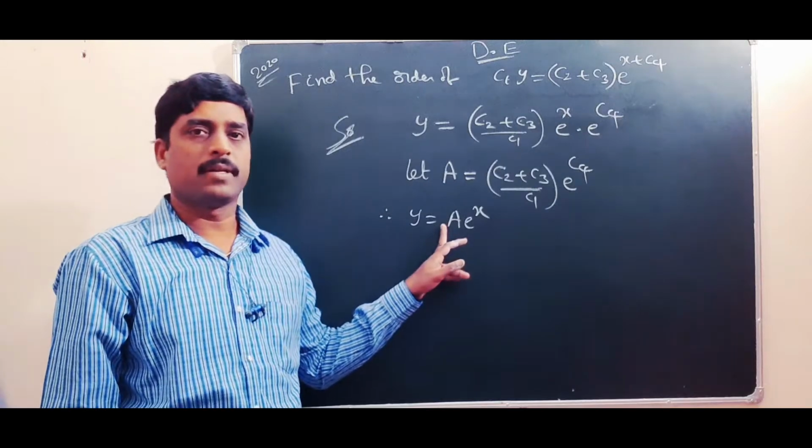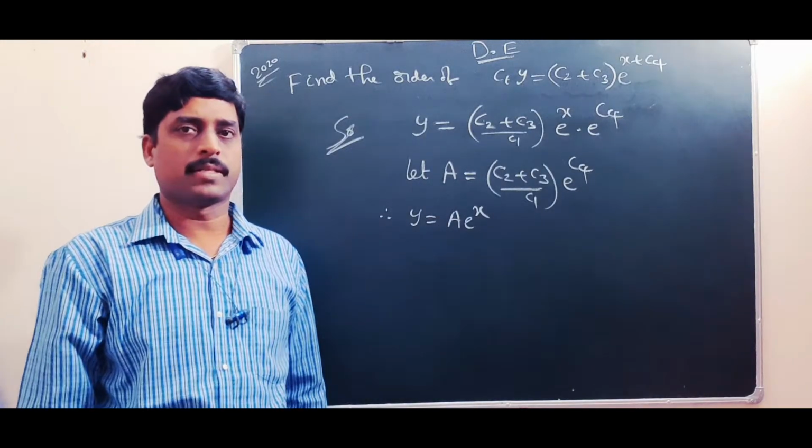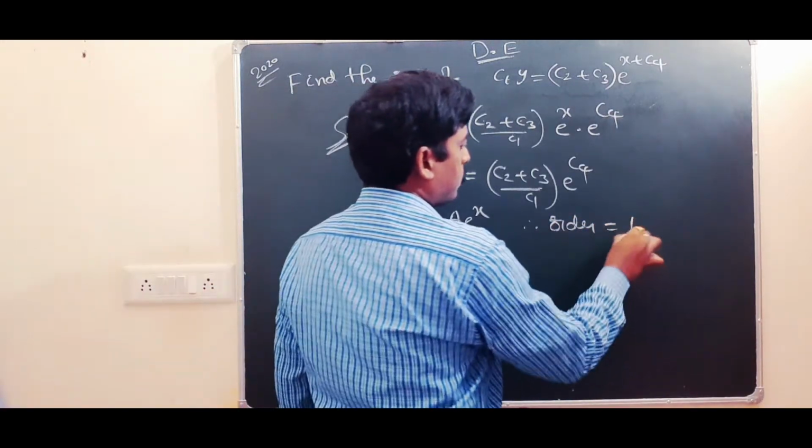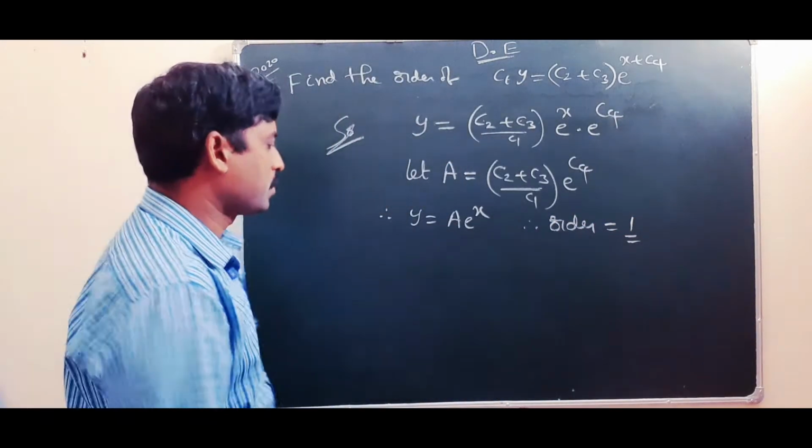In this, how many arbitrary constants are there? Only one arbitrary constant is there. So directly, order is equal to 1. Now let us explain according to the process.